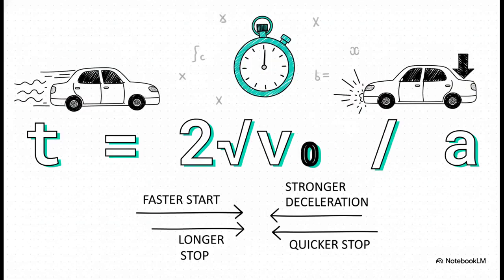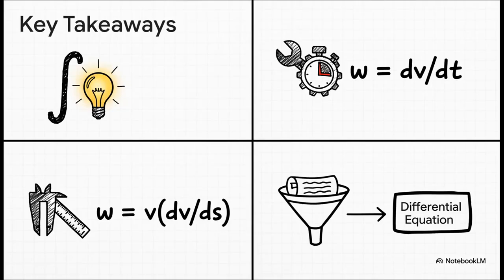Perfect. And from our very first quest, we find that the time t it takes to stop is 2 times the square root of the initial velocity divided by a. And again, let's do a quick sanity check. A faster start? Yeah, it should take longer to stop. A stronger deceleration? Well, it should stop quicker. The physics checks out beautifully. So what's the big idea here? What should you really take away from all this?